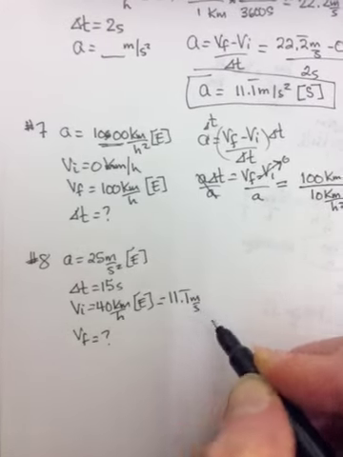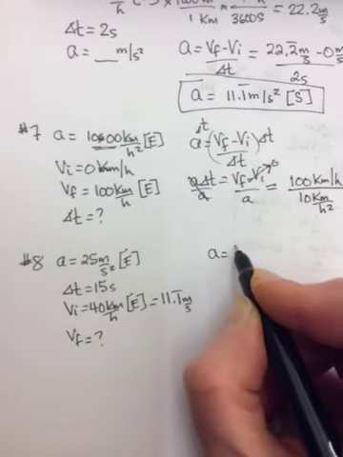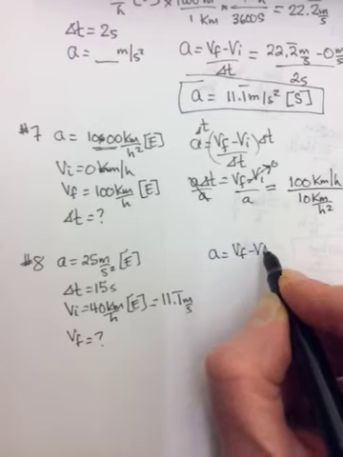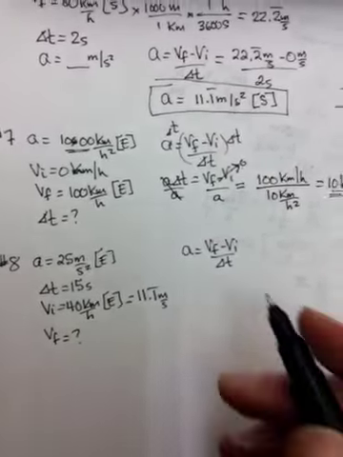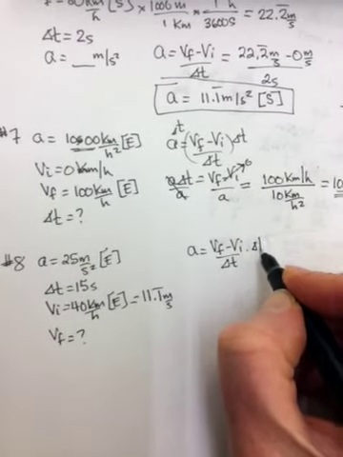meters per second, okay? So A is equal to VF minus VI over delta T, and we're rearranging for VF. So to get the VF alone, multiply both sides by delta T.